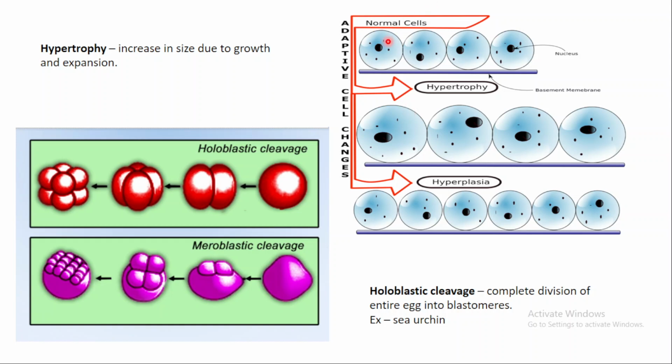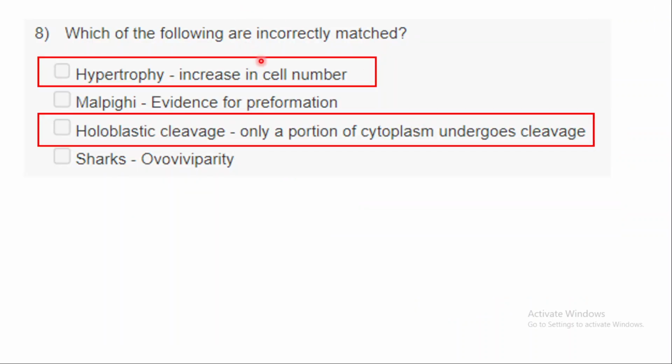The existing cells, we have normal cells here, nucleus, basement membrane. Hypertrophy will increase the cell size in growth and expansion, but the number of cells will still remain the same. While there is another condition called hyperplasia, in which growth of the cell in number happens due to extensive cell division. So increase in cell division is hyperplasia, while increase in cell size due to growth and expansion is hypertrophy. So hypertrophy 1, increase in cell number, is an incorrectly matched statement.